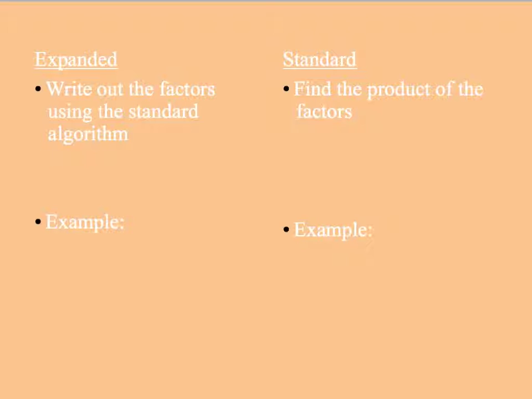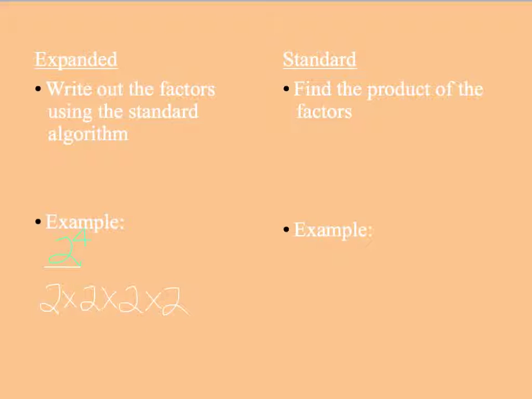The next thing we're going to talk about is expanded and standard form or notation. These are just two other ways that we can represent numbers written in exponential form. In expanded notation, this is where you write out the factors using standard algorithm. So let's do 2 to the 4th. In expanded form, this would be represented as 2 times 2 times 2 times 2.